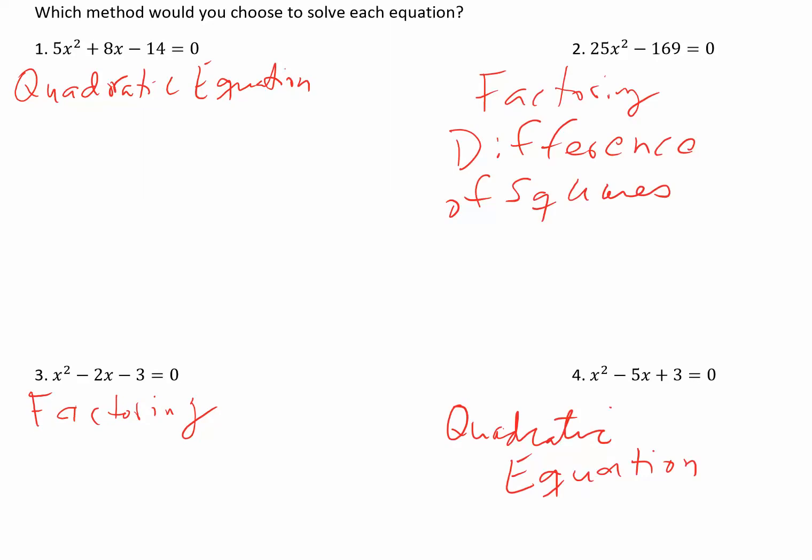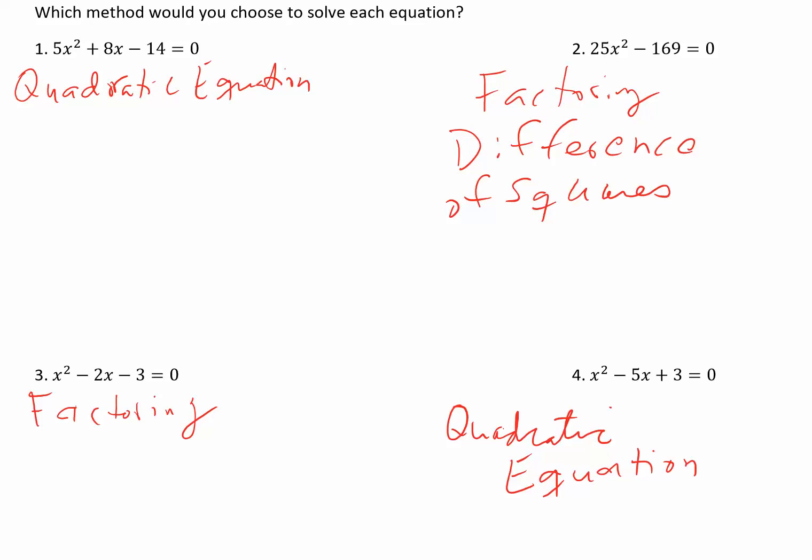Okay, so number 2 here, I would have done factoring because it's a difference of squares. So it would be easy to factor because we know that 25x squared is a perfect square, 169 is a perfect square, and there's a minus sign in the middle, so you could go straight to your factored form of 5x plus 13 and 5x minus 13, and then you could solve for the x value.